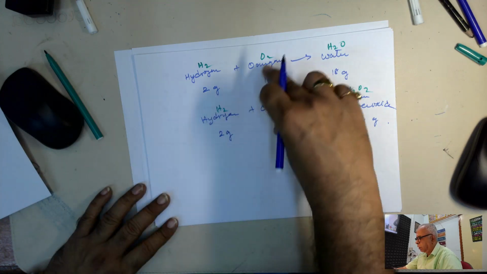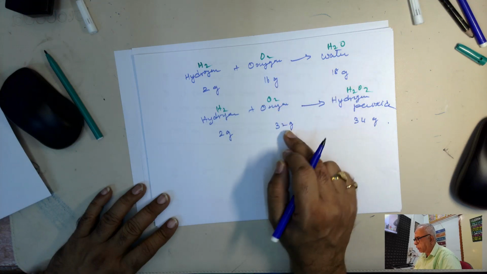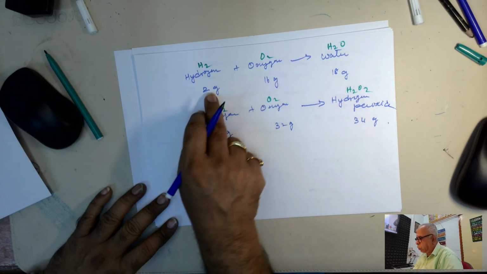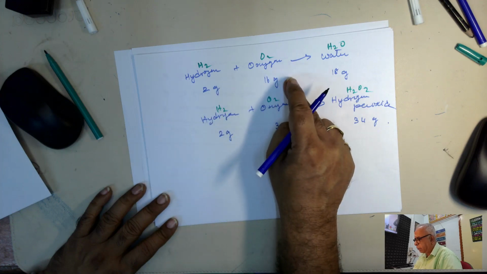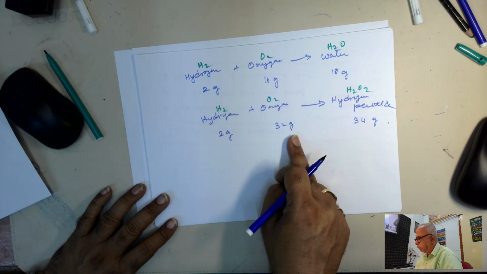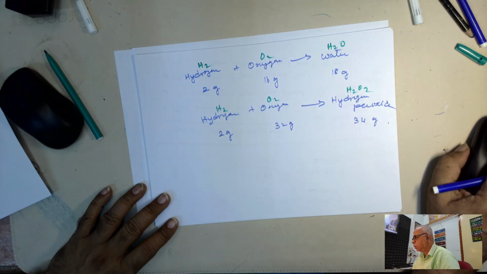32. The ratio of this oxygen: this is 16, this is 32. So here 2 grams of hydrogen is combining with 16 grams of oxygen, and 2 grams of hydrogen is combining with 32 grams of oxygen. So the ratio is 16 is to 32.